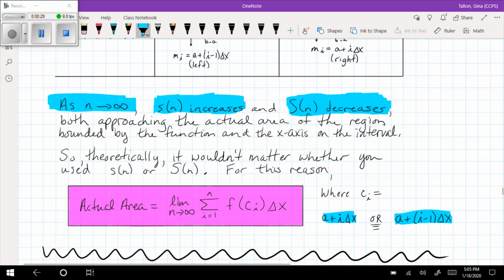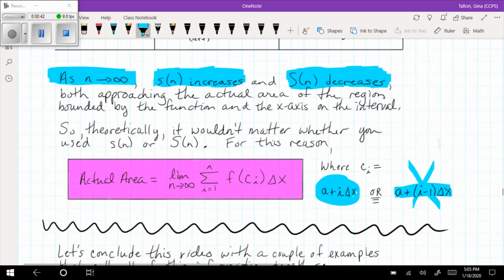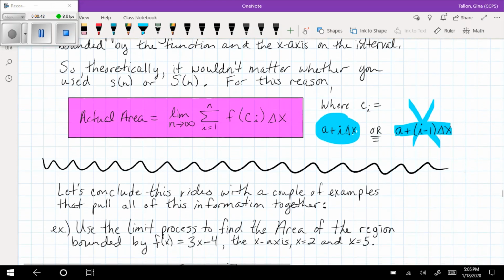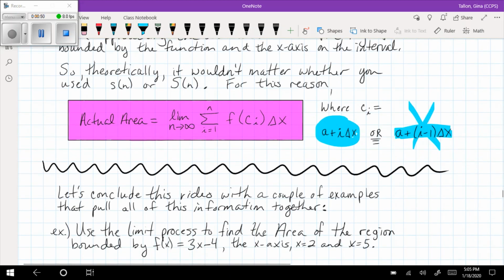So really, why would we use something complicated? Let's X this one out, and let's always just use the simple one, a plus i delta x. Okay, very good. We're going to use that simple one. Moving on, and if you're in my calculus class, I would expect you to copy these next couple of examples that we do down, and that will wrap up the video. So let's conclude this video with a couple of examples that pull all of this information together.